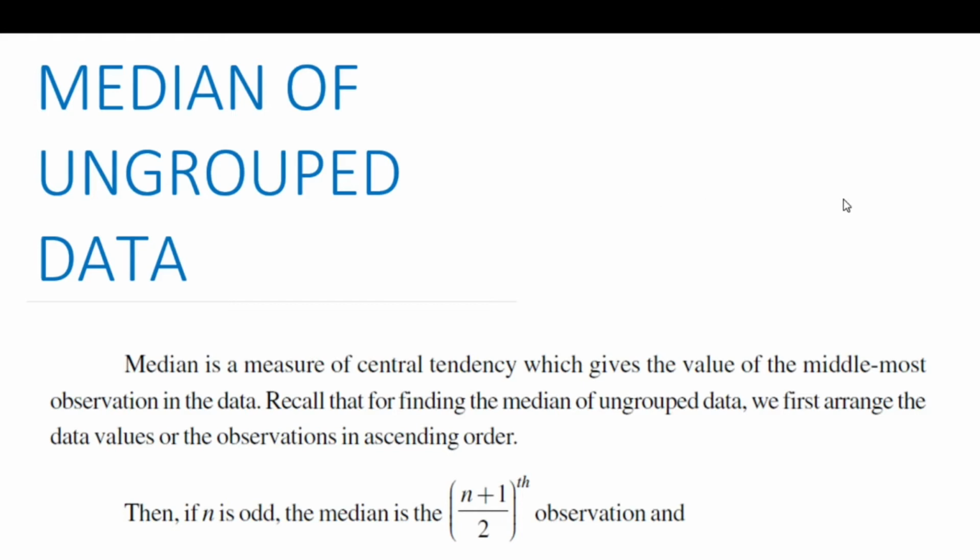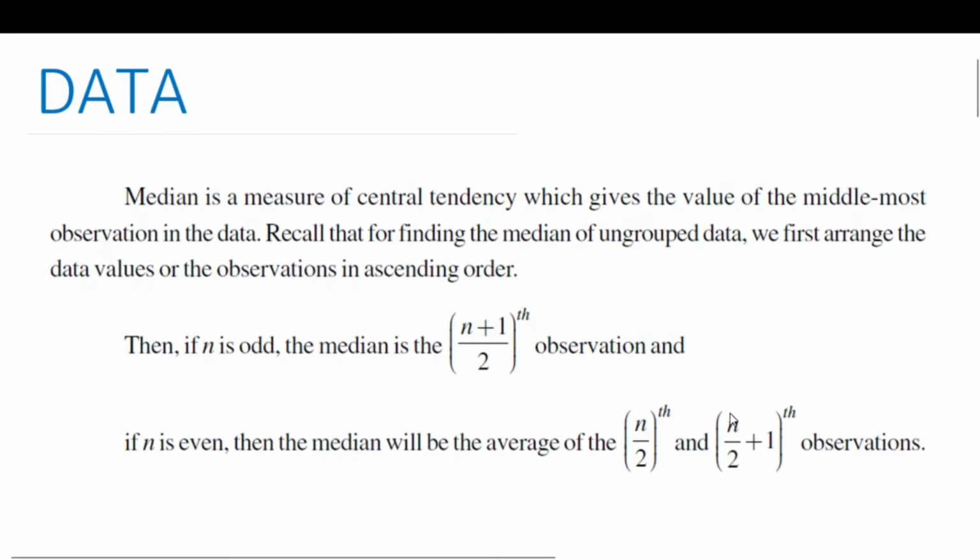Even in ungrouped data also, we will arrange the observations in ascending order and locate the middlemost value. Median is a measure of central tendency which gives the value of middlemost observation in the data. To find the median of ungrouped data, we first arrange the data in ascending order. If the number of observations n is odd, the median is (n plus 1) by 2th observation. If number of observations n is even, then the median is average of n by 2 observation and n by 2 plus 1th observation.